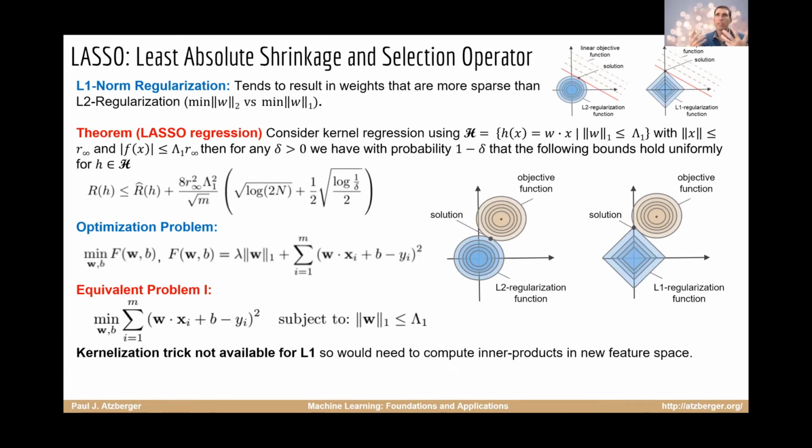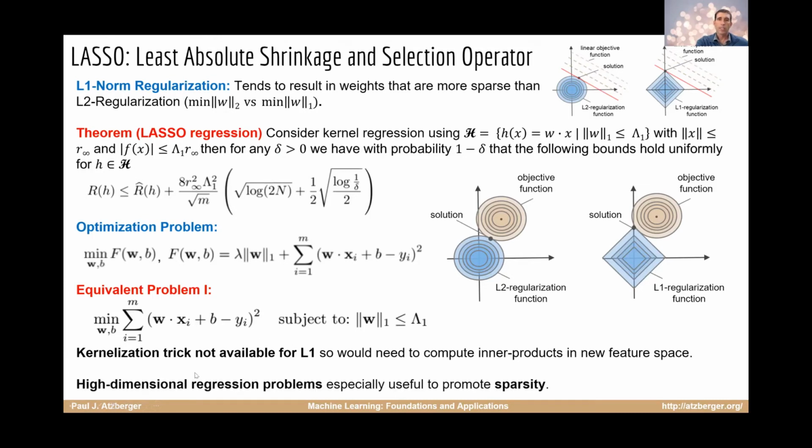L1 is a very different type of norm, and so we're not able to use the kernel trick there. The drawback is that we will potentially have to compute those inner products in the feature space that we're working in. But on the other hand, oftentimes the sparsification bias that we get is worth the price for many problems. So just keep that in the back of your mind, that the kernelization techniques won't be as immediately applicable in this case.